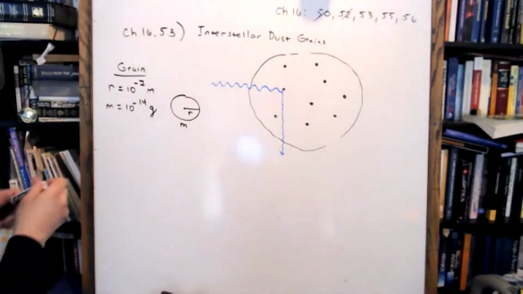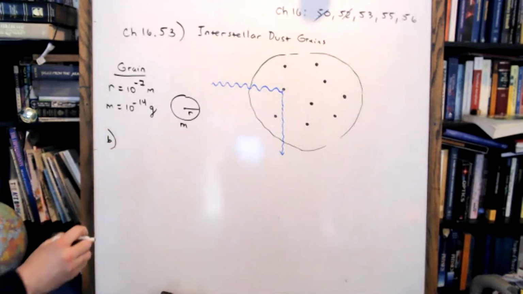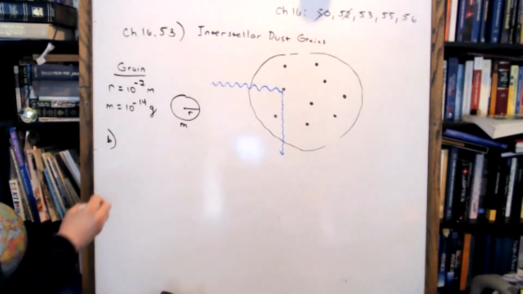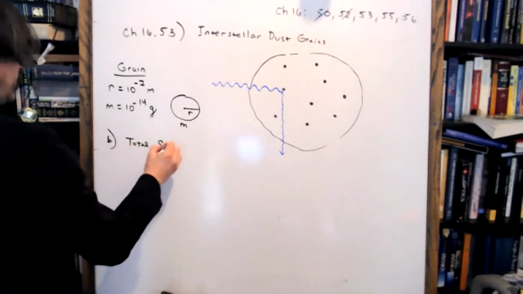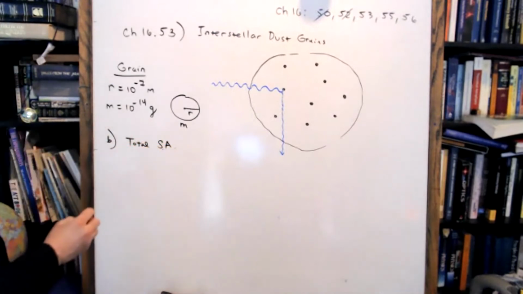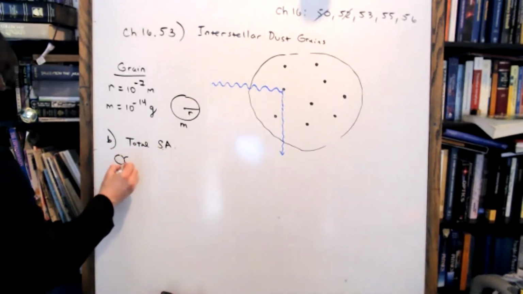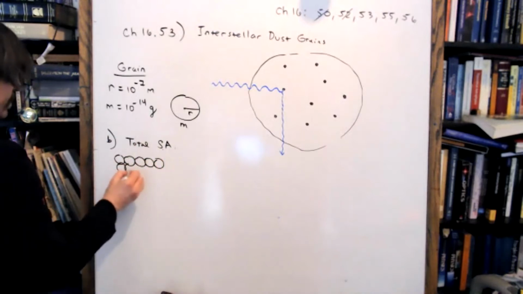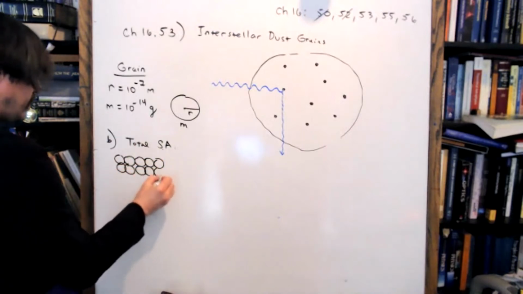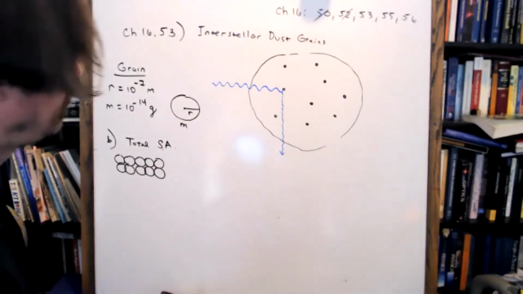So part B goes as follows. Estimate the total surface area these grains would cover if you put them side by side. You can assume that the grains are approximately spherical, so each grain covers an area of pi r squared, where r is the grain's radius. State your answer in square light years.